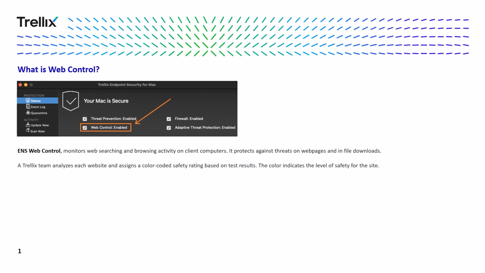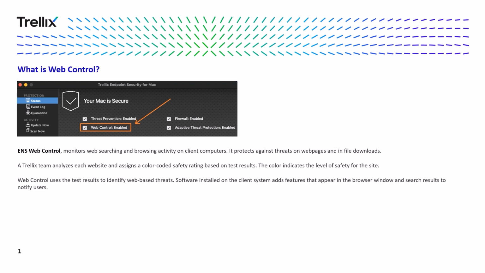A Trellix team analyzes each website and assigns color-coded safety ratings based on test results. The color indicates the level of safety for the site. Web Control uses the test results to identify web-based threats. Software installed on the client systems adds features that appear in the browser window and search results to notify users.